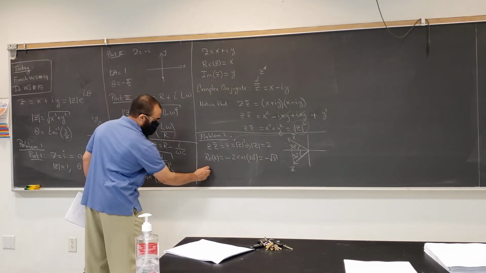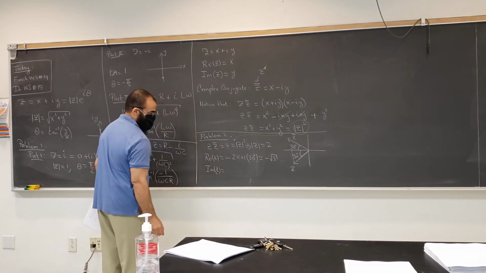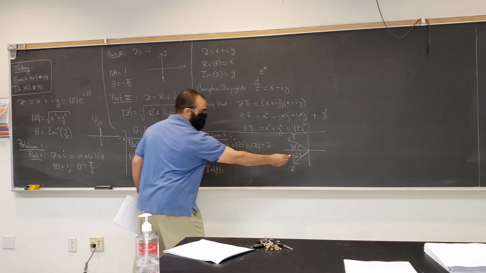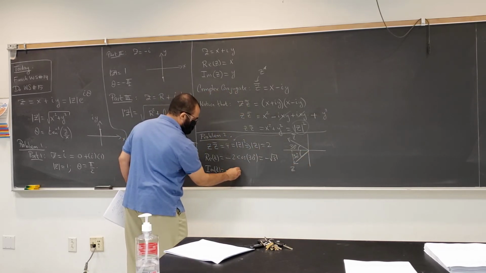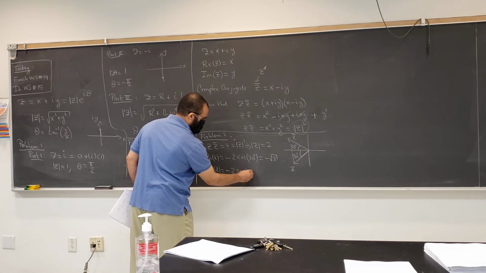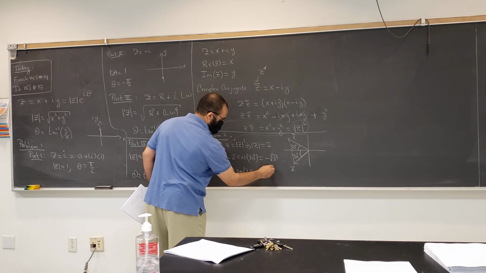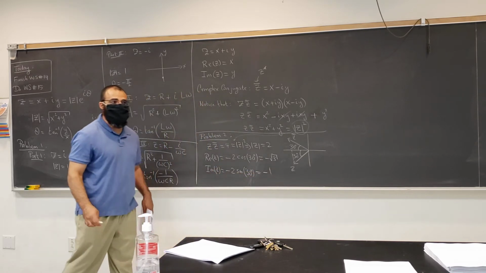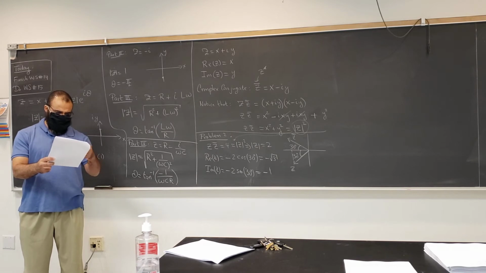Okay, how about the imaginary part of z? It would also be negative, right? So it would be minus, and then 2 times the sine of 30, right? And sine of 30 is a half. You get minus 1. Minus radical 3, minus 1.